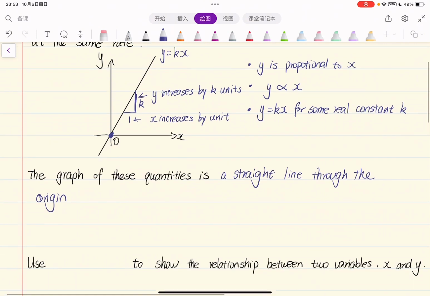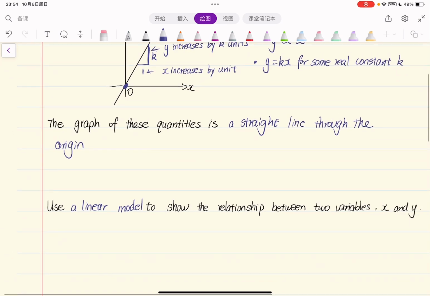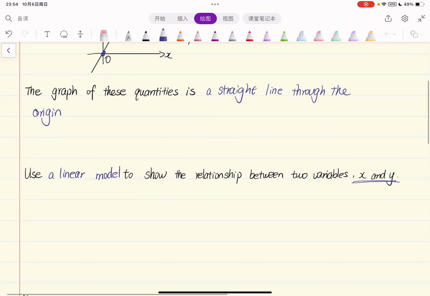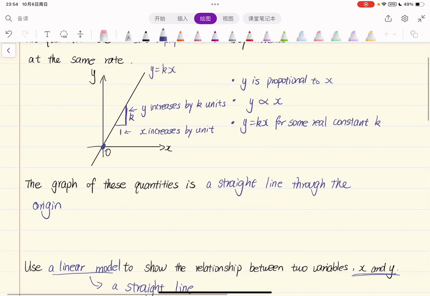Well, we usually use a linear model to show the relationship between two variables, x and y. What is a linear model? The linear model is a straight line. For example, y equals kx, the straight line of this. This is a linear model.